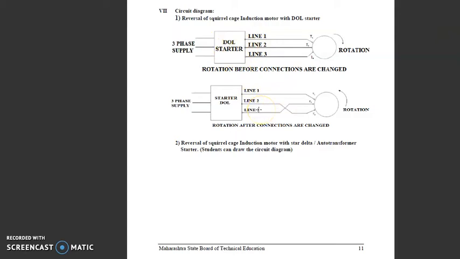Now for our laboratory for performing of this experiment, we are using the auto transformer starter. For drawing the circuit diagram, you should replace only the word DOL with auto transformer.